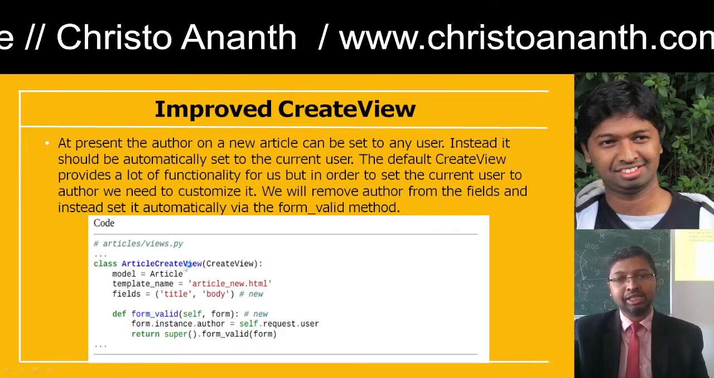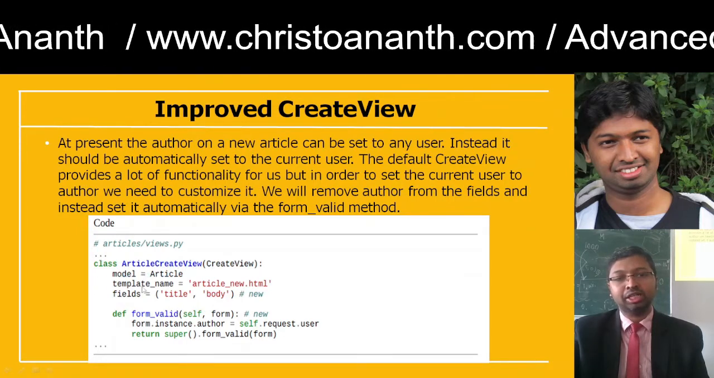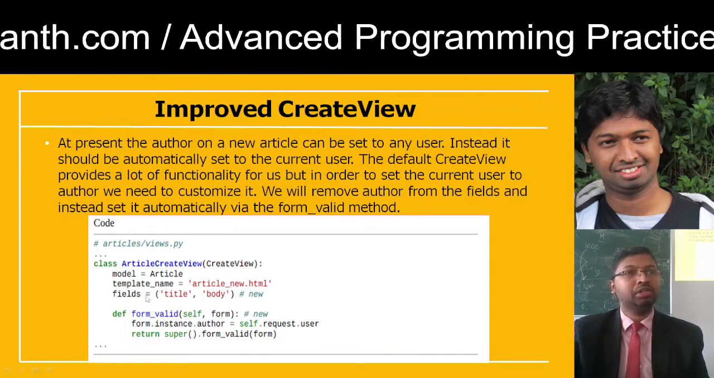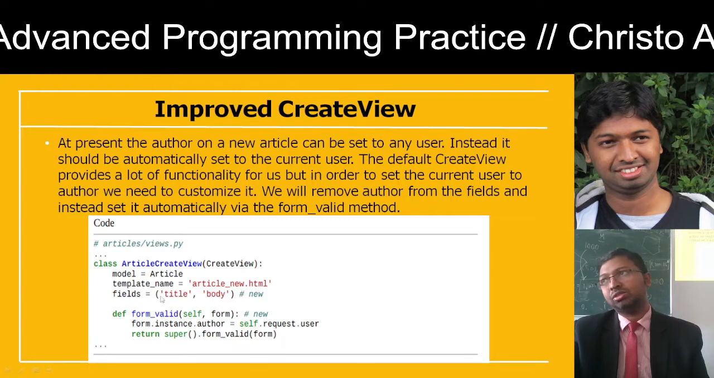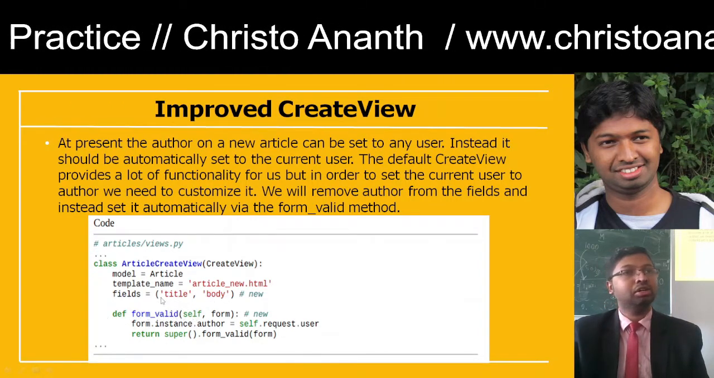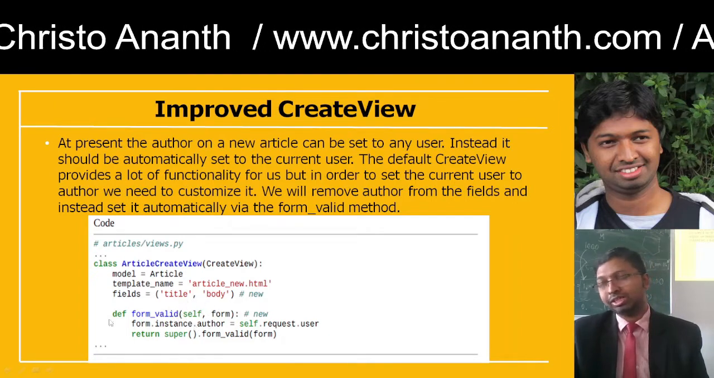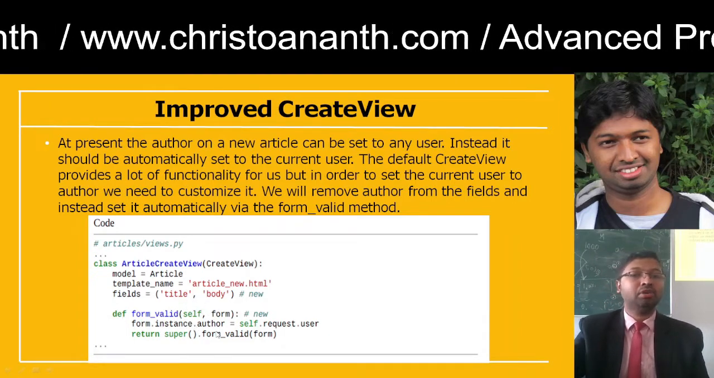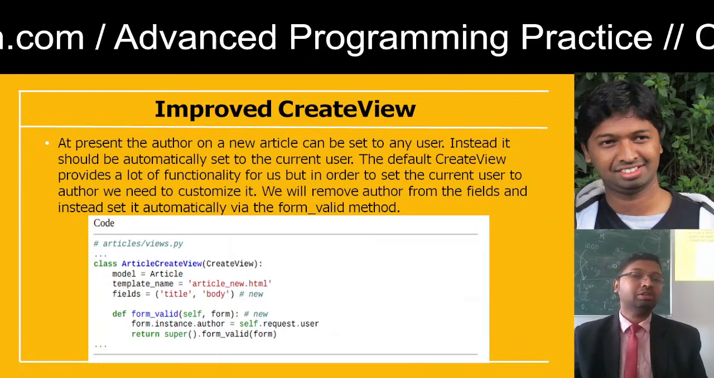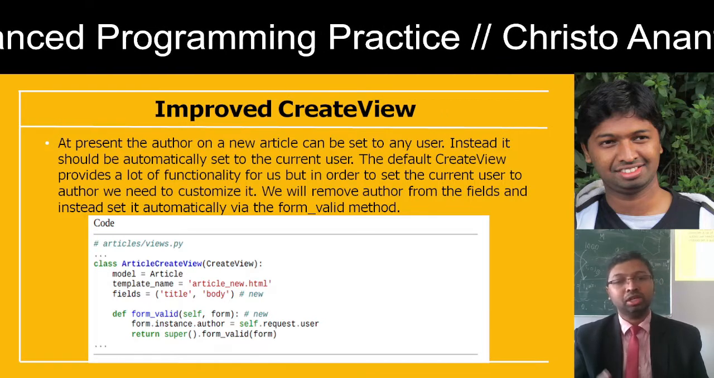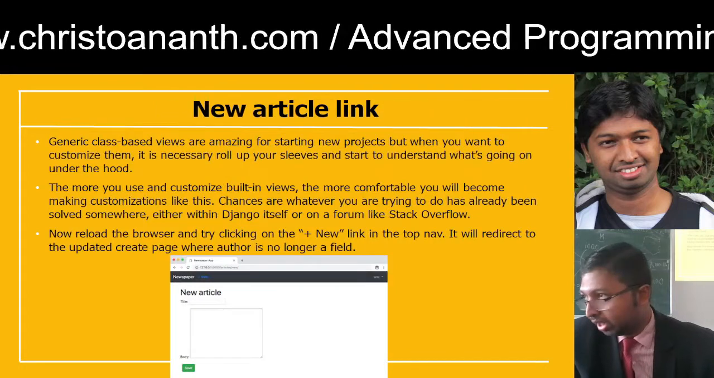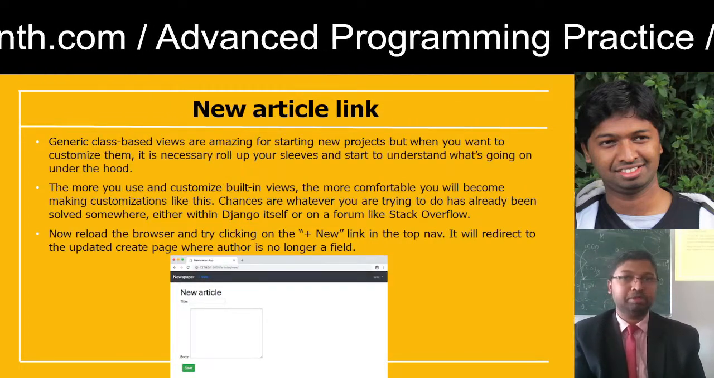You'll have class ArticleCreateView, then model equal to Article, template name equal to article_new.html. You are going to specify fields equal to title, body. Then the new thing that you are going to add is define form_valid, with self, form. That is the new line, and then form.instance.author equal to self.request.user. Then you return super().form_valid(form), so that you have it with the create view. Here we will be using generic class based views as well.